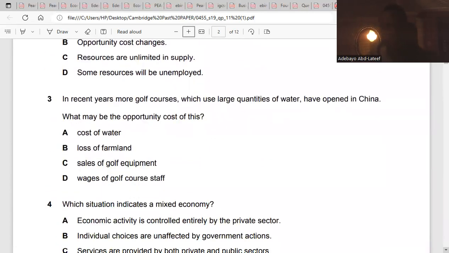In recent years, more golf courses which use large quantities of water have opened in China. What might be the opportunity cost of this? So that means they are using farmland for golf. So if there are more golf courses, it would have meant that a lot of farmland would have been lost. So it's B. The answer is B. Okay.